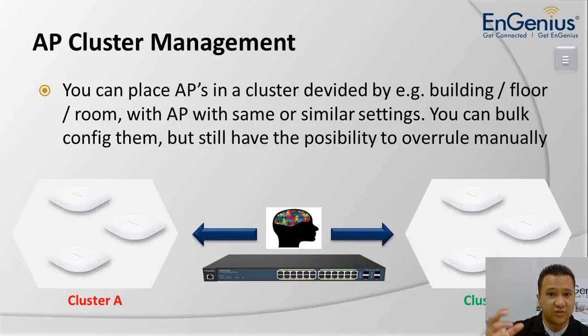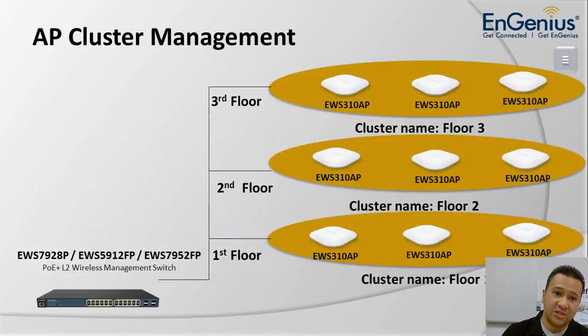But still, individually, you can override the cluster settings and give different settings to separate access points. So you have to smartly divide your access points into groups in your wireless deployment. A small example can be that you have a building with 9 access points divided over 3 floors, 3 access points per floor.